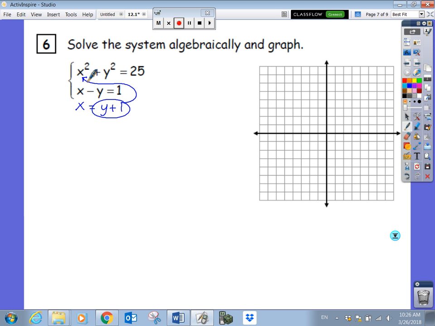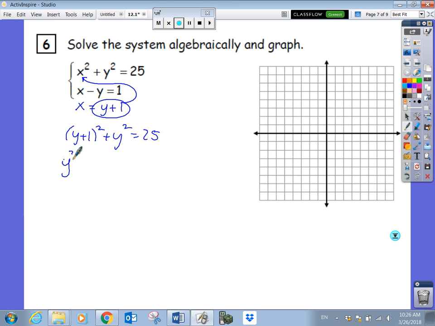Always do it in the line. So now that ends up being y plus 1 squared plus y squared equals 25. Now that we have one variable, we're able to solve. We can't solve it with 2 variables, but we can with 1. This does not mean y squared plus 1. This means y plus 1 times y plus 1.